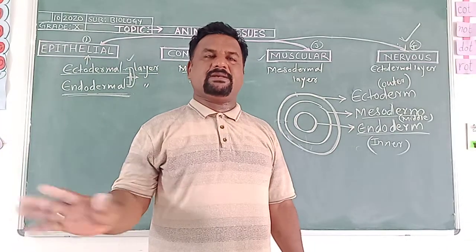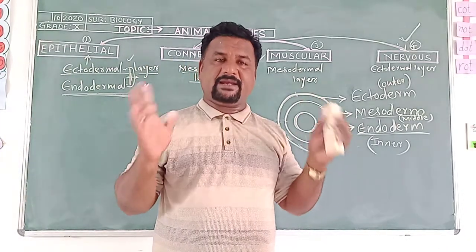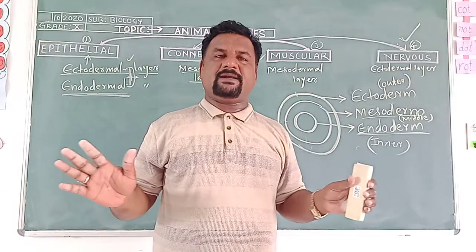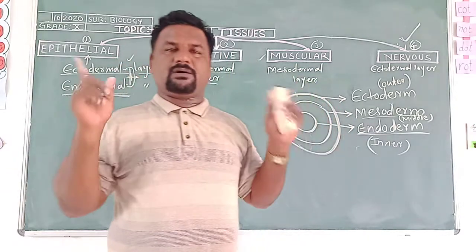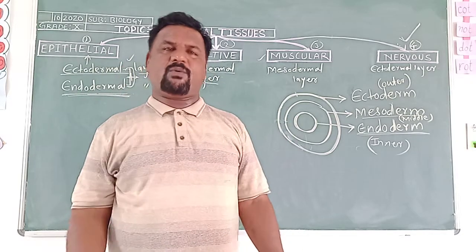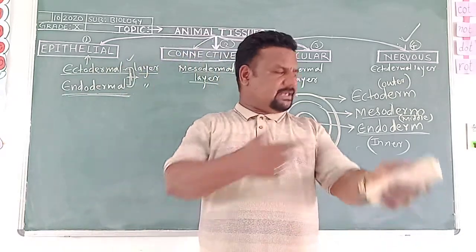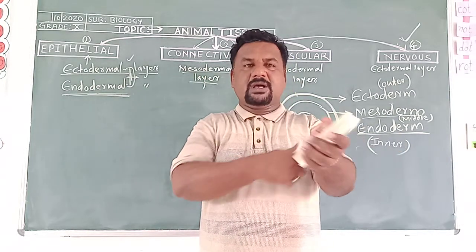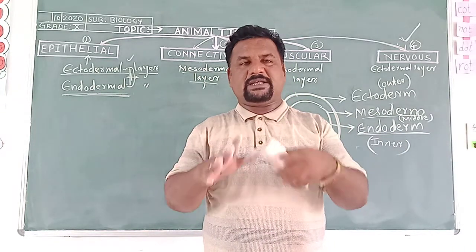They will not divide. Therefore, it is estimated that if any damage occurs to the nerve tissue, that damage remains permanent. Why does the damage remain permanent? If any injury or damage occurs to the nerve, that cannot be replaced.